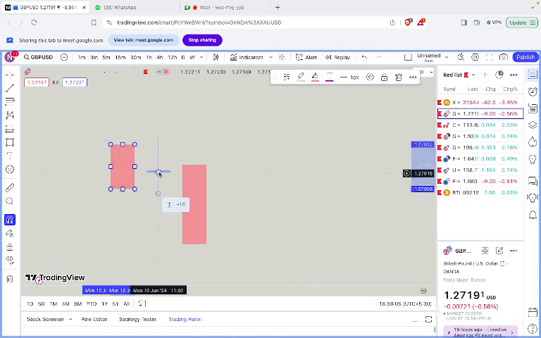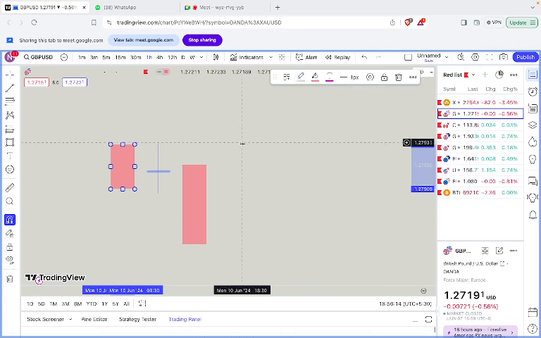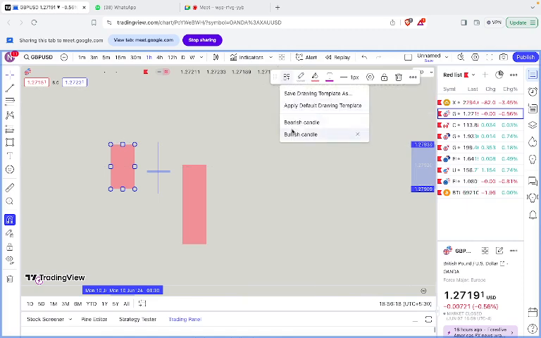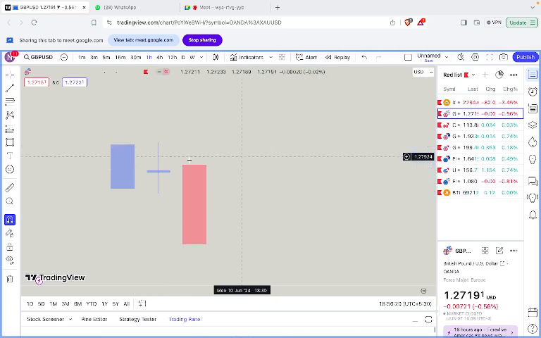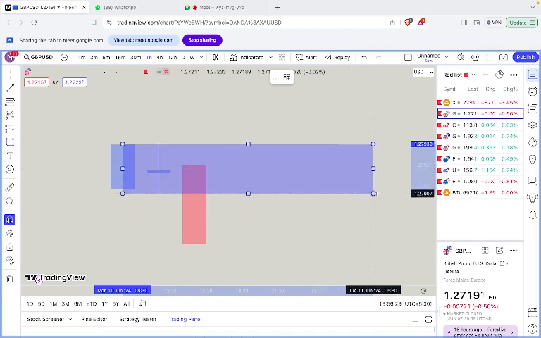What color candle is this? This is blue, a bullish doji, right? If here we have another blue candle beside the doji candle, then in such cases we should mark this candle, not the doji candle.